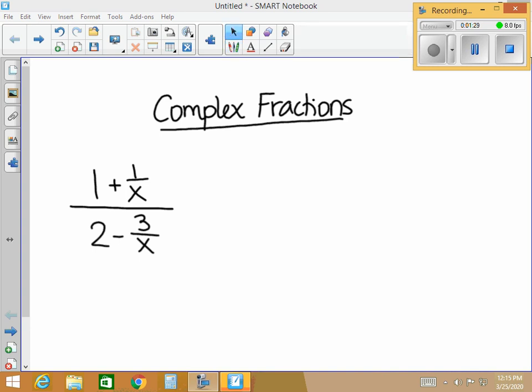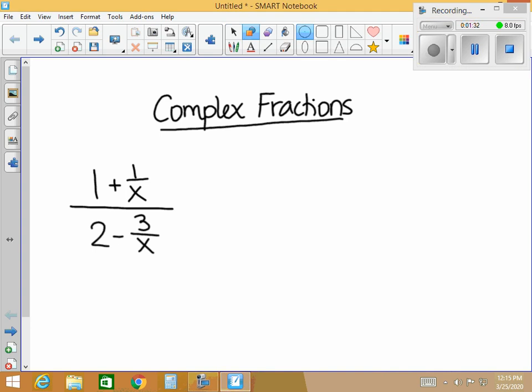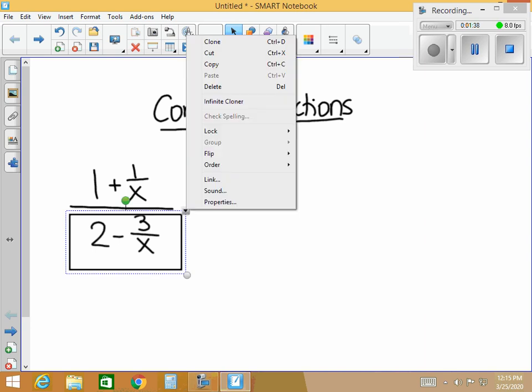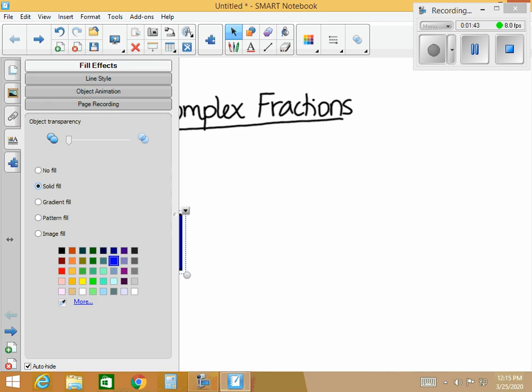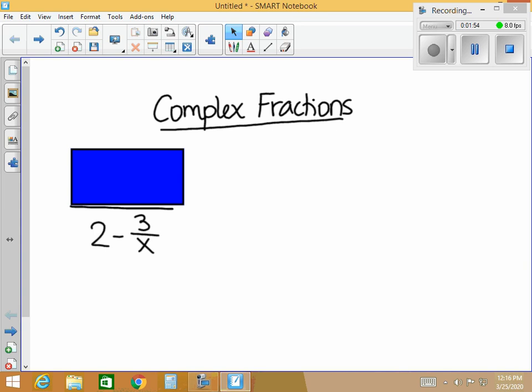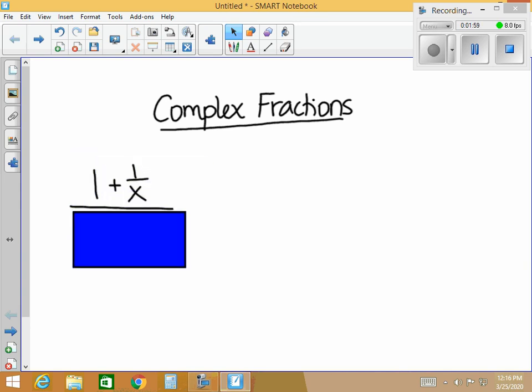When we're facing a complex fraction, the first thing that we want to do is narrow our focus. I'm going to cover up the bottom, and we're going to treat this fraction as three separate problems. First I'm going to worry about the top on its own, and then when I'm all done with that, I'm going to come back and deal with the bottom. And then the very last thing I'm going to do is deal with the ratio that's left.